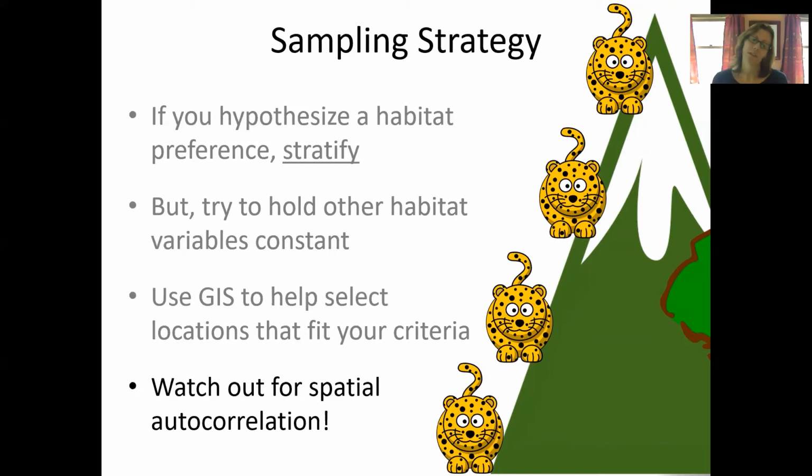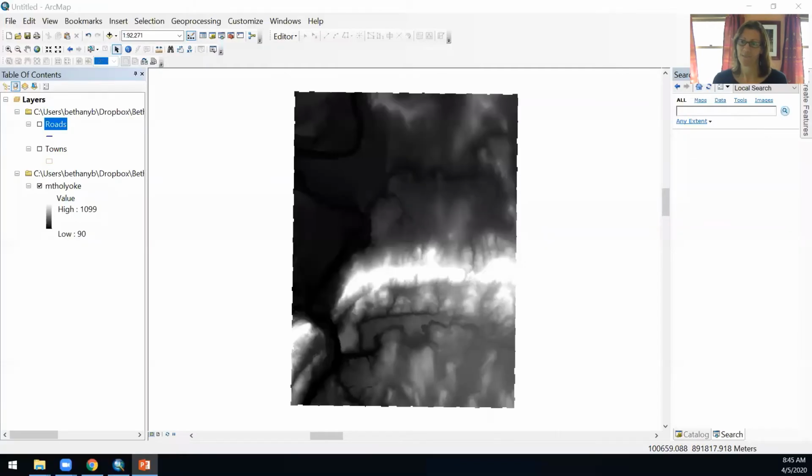All right, so this question of using GIS to help you select locations that fit your criteria. Well, let's go over to GIS and look at some of the layers that we've seen before. These are layers that I pulled out of Lab 1, and we're going to use some tools that you're going to learn in Lab 7.